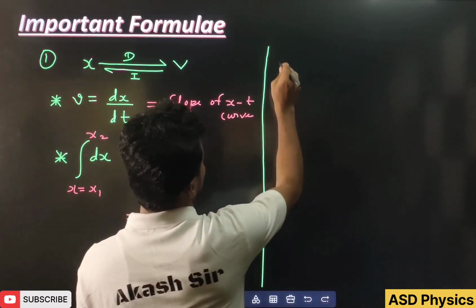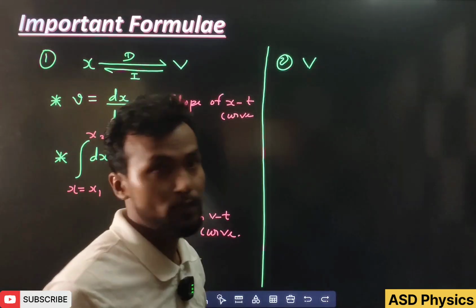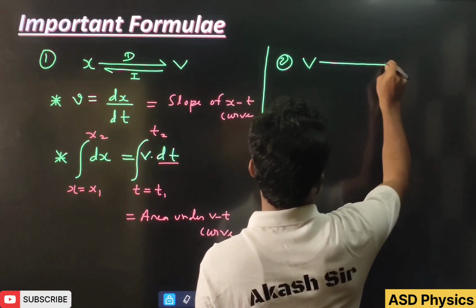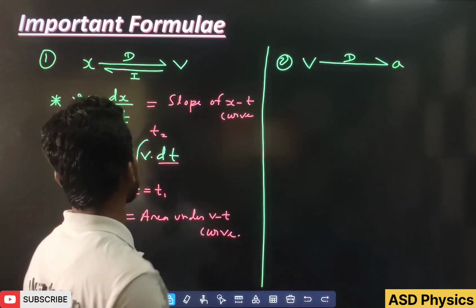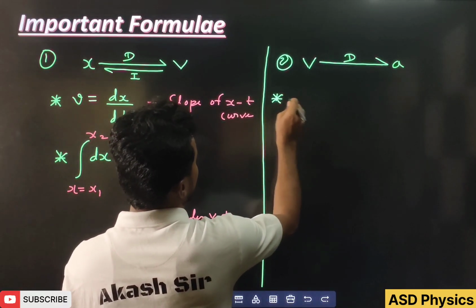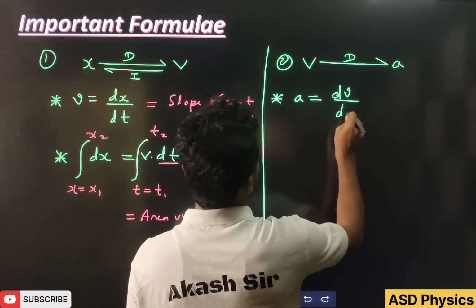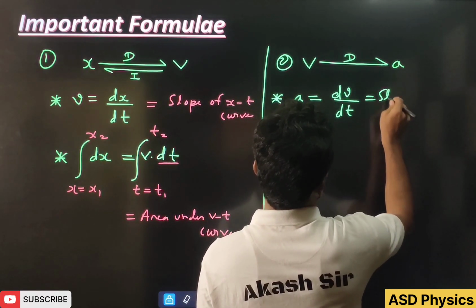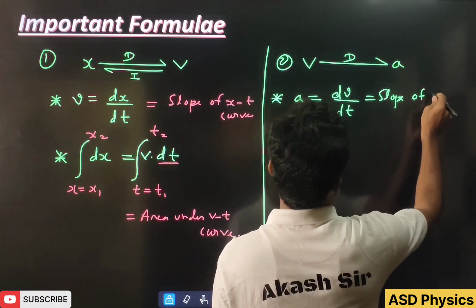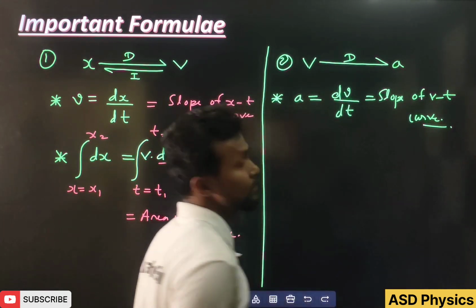After that, the second one: let's take for example, velocity is given and we have to calculate the acceleration. Again we have to do differentiation, and the formula is a equal to dv by dt, or graphically, the slope of a vt curve, or slope of a vt graph.